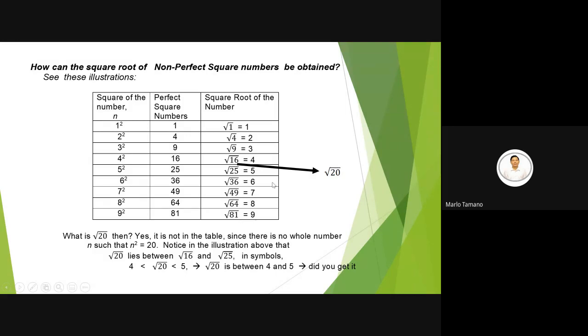Now, what do you think? Can the square root of 20 be seen between the perfect square numbers 16 and 25? Is it correct that the square root of 20 can be seen between these two perfect square numbers, square root of 16 and square root of 25? Yes. What else aside from this 20? Are there other numbers aside from this 20?